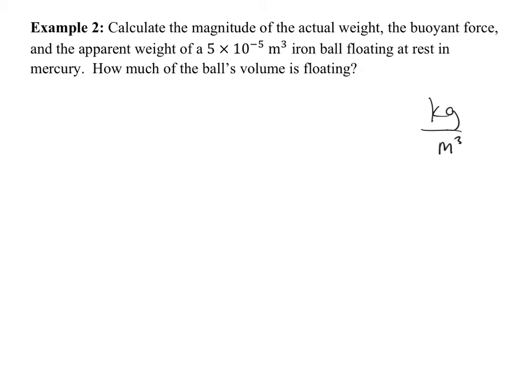Now, it says that it's floating at rest on mercury. So what can we conclude immediately? What can we conclude immediately if it's floating at rest on the surface of the mercury? It's in a state of equilibrium. Okay, it's in a state of equilibrium. Good. What else? Second thing we can conclude. There's two things. George, what else?